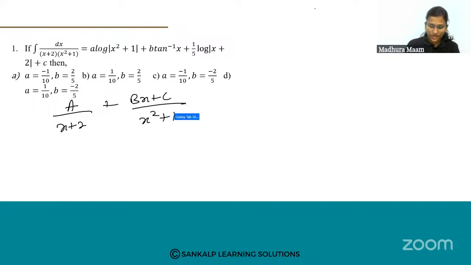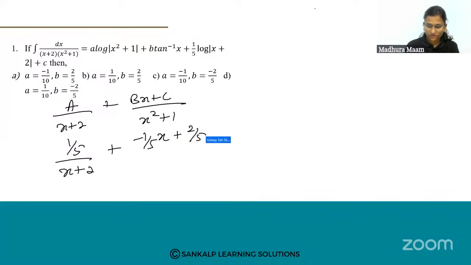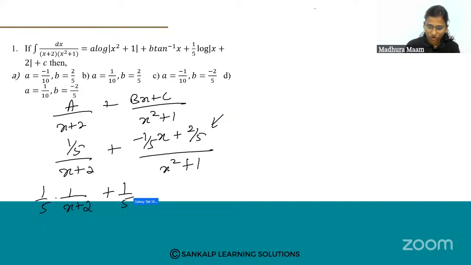Okay, so here how much did we get for a? 1/5. Next, how much did we get for b? Minus 1/5. And c? 2/5, over x square plus 1. Now this 1/5 is a constant. What remains? 1/(x plus 2). Now from this you can take 1/5 common. So if you take 1/5 common, what will I get here? Minus x plus 2, right? Divided by x square plus 1.